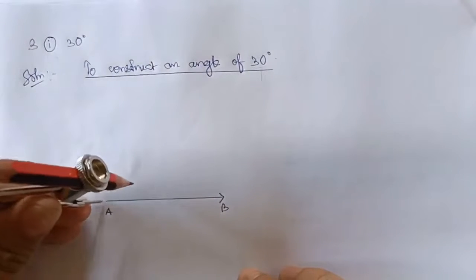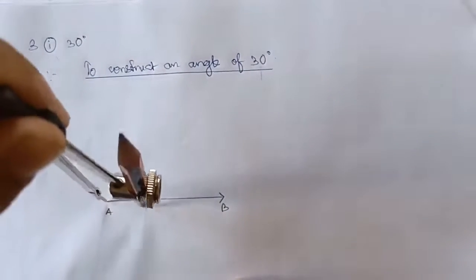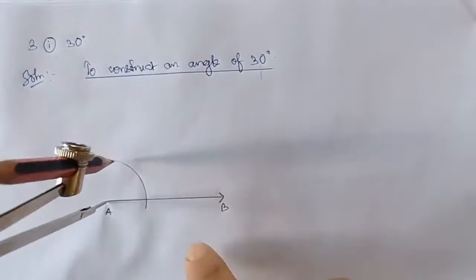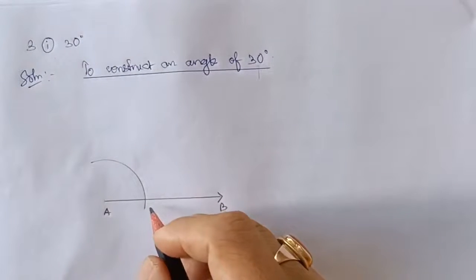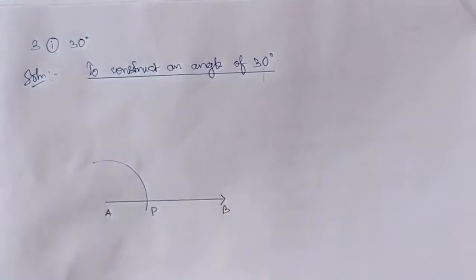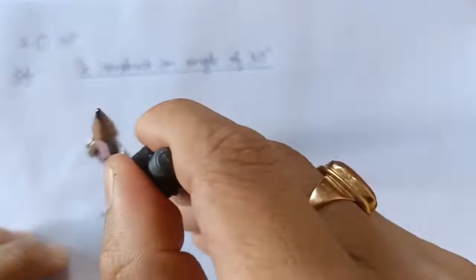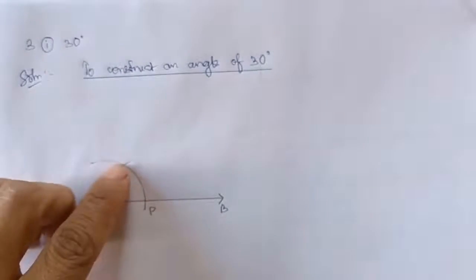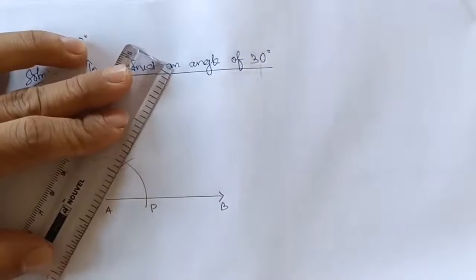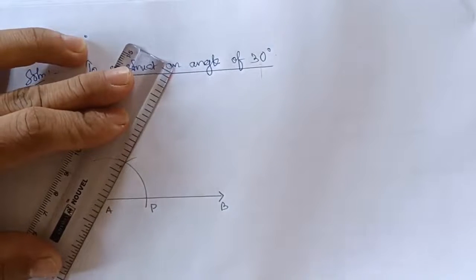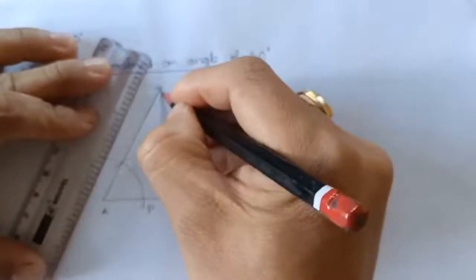So let us first draw the angle of measure 60 degrees. For that, with center A and suitable radius, we are going to draw an arc intersecting the ray AB at a certain point. Let me name this point as P, and with P as the center and with the same radius, we are going to draw an arc cutting the previous arc. Then we draw a ray passing through the point A and the intersecting point Q.